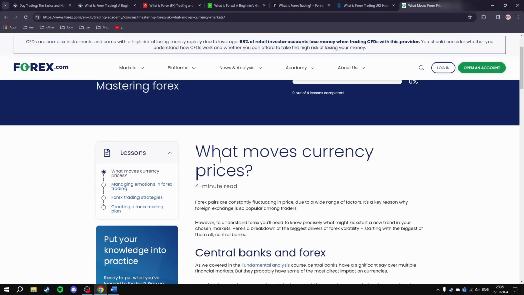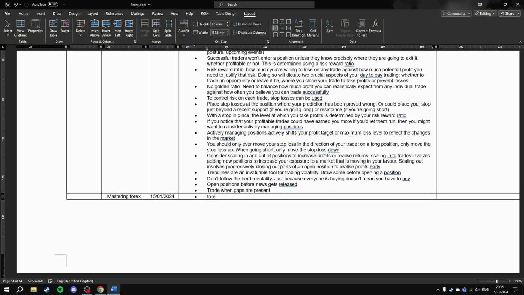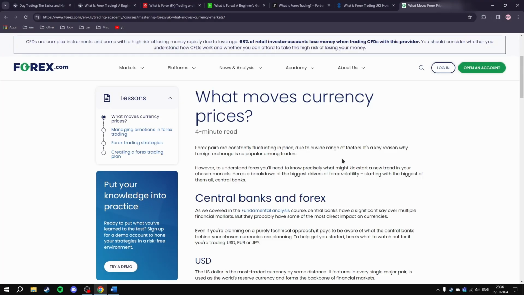What moves currency prices? Forex pairs are constantly fluctuating in price due to a wide range of factors. So Forex pairs are constantly fluctuating. It is a key reason why foreign exchange is so popular among traders. However, to understand Forex, you need to know precisely what might kickstart a new trend in your chosen market.